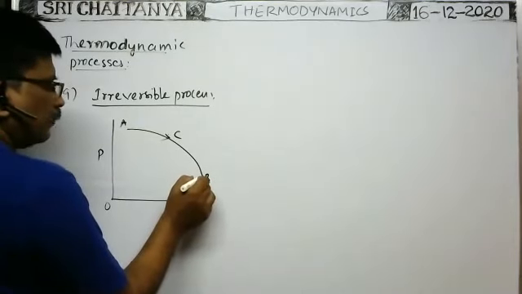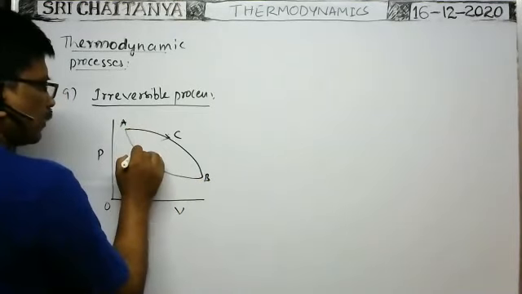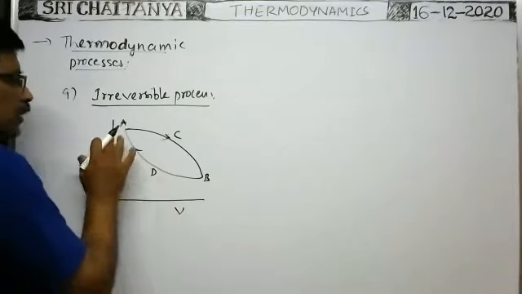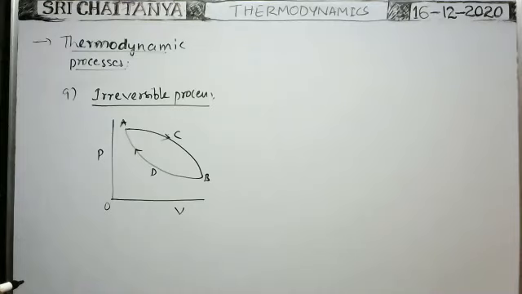In other states, by passing through other states, it comes back to the initial state. Such a process is called an irreversible process. The process in which the gas cannot retrace its path exactly in the opposite direction as in the direct process is called the irreversible process.